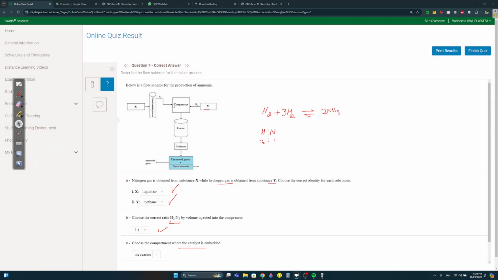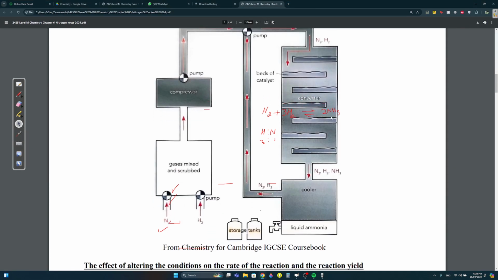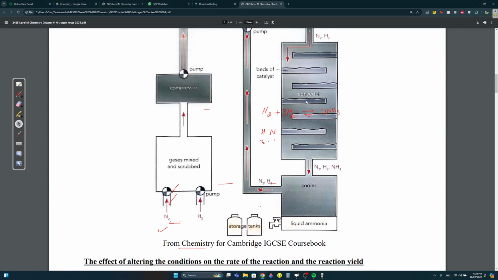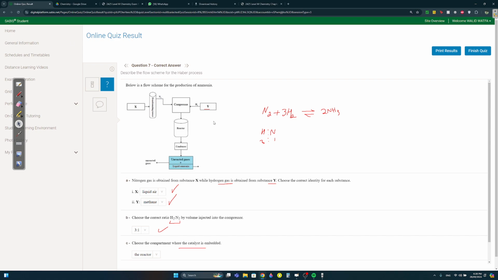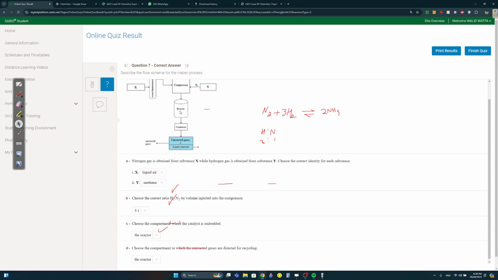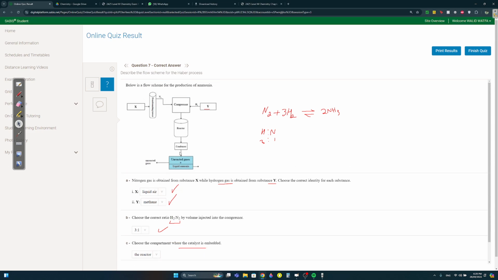Choose the compartment where the catalyst is embedded. Even though this looks different from the other picture we have, where is the catalyst embedded? In the converter, or as other people call it, the reaction chamber. So in the reactor. Because when do we need the catalyst? We need the catalyst when the reaction is happening, so we need it in the reactor.